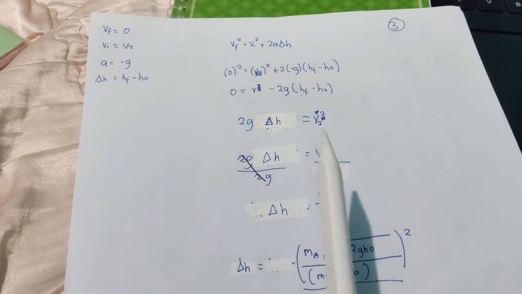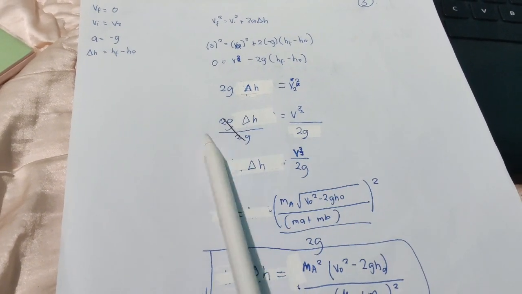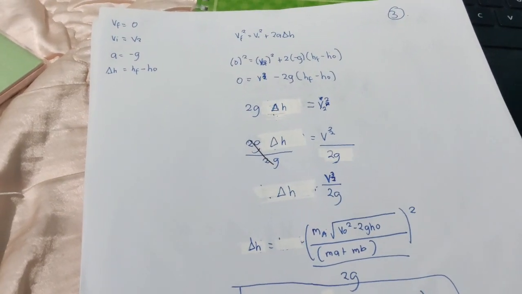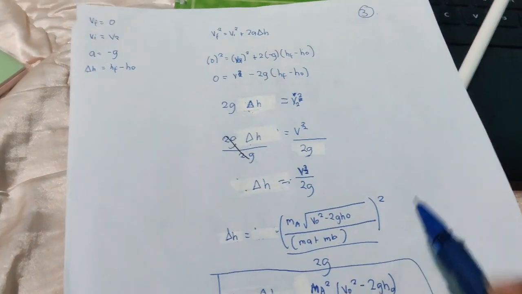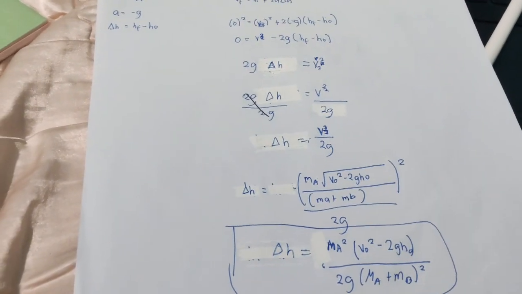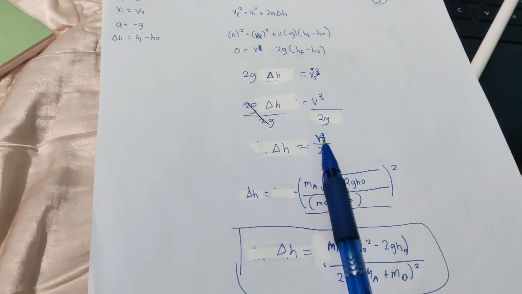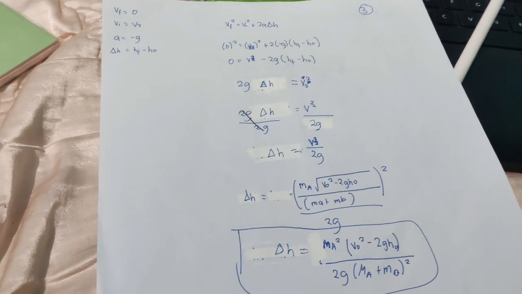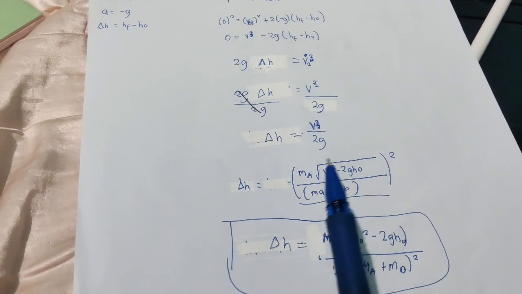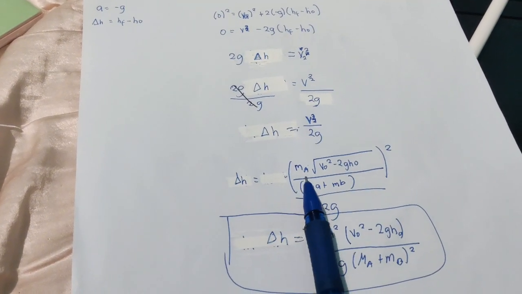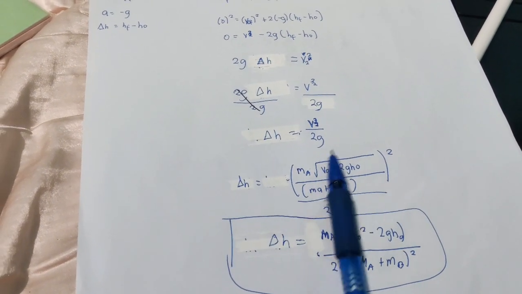And then to remove the 2g and isolate delta h, again what I said earlier, divide both sides by 2g. So divide, cancel, and that's why delta h is equal to v sub 2 squared over 2g. And then since we already found our v sub 2 from earlier, substitute it here.